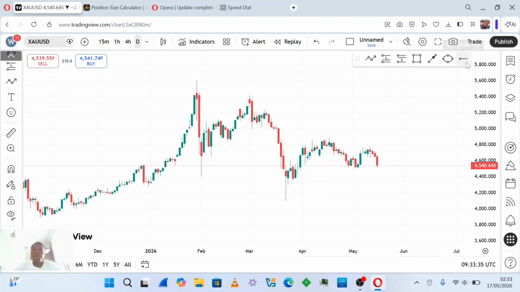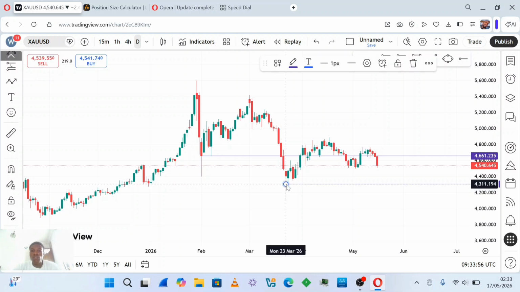So I'll use this horizontal ray. This was the level of support. This was the level of support, and this is also a level of support. Since it's a downtrend, I'll be looking to sell.